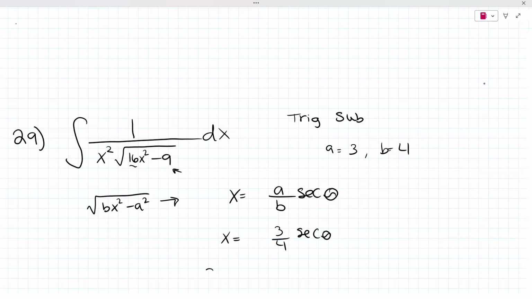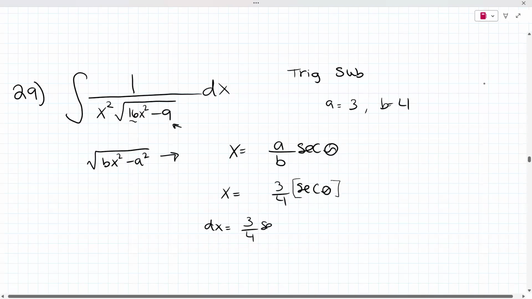Now let's find our dx. How do I take the derivative of 3/4 times secant theta? Well, 3/4 is a constant, so really just factor that out, and then take the derivative of secant theta, which is secant theta times tan theta.